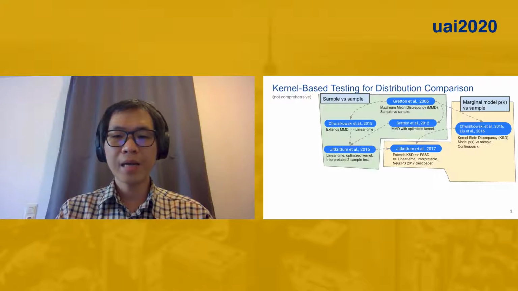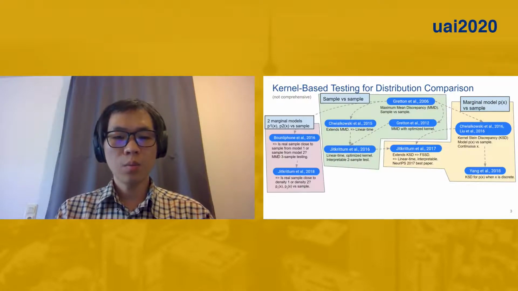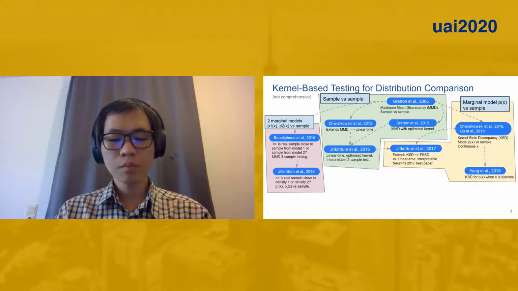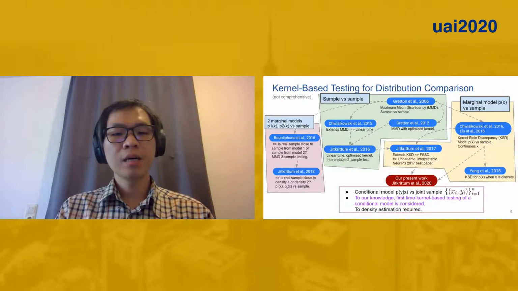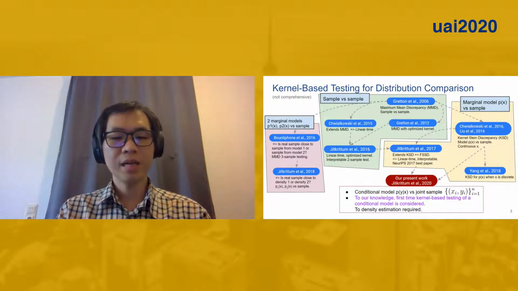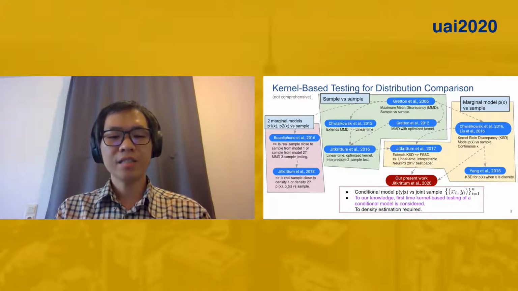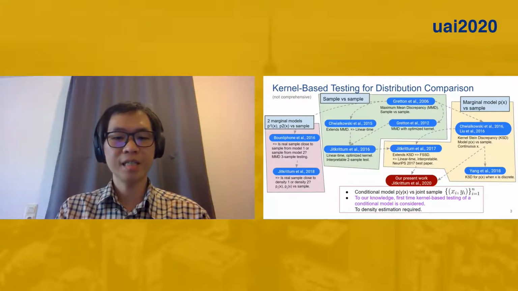But there was another direction where the goal is to compare a marginal model, P(x), and a sample. And yet, there was another direction where the goal is to compare two competing marginal models, P1 and P2, versus the real sample to be observed. So all these works only address marginal distributions, but in our present work, this is, to our knowledge, the first time that kernel-based testing of a conditional model is studied, and there's no need to do density estimation as an intermediate step.